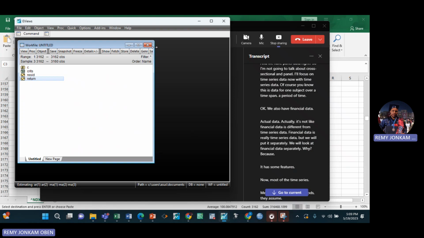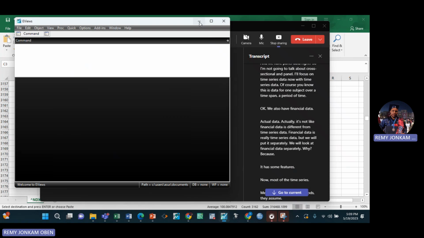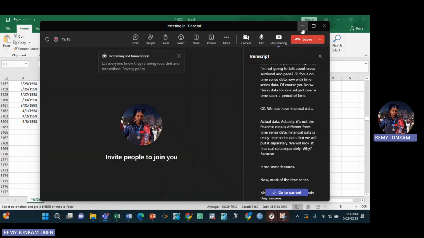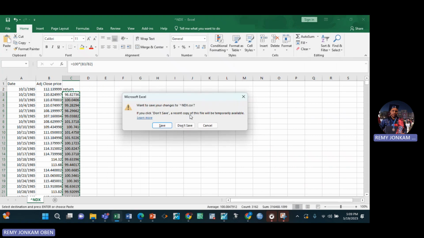So there is a problem with that data. It's not giving us good results, which means we cannot use it. So I'm going to use a different data. Save, don't save.